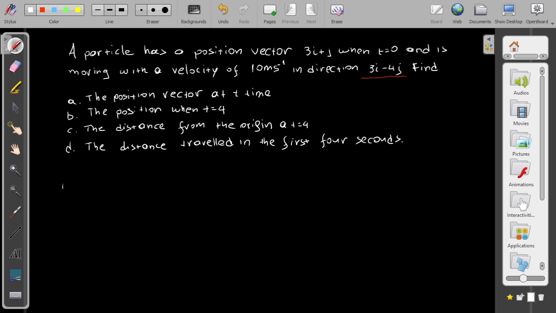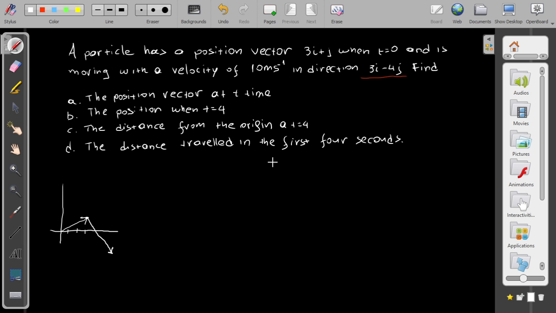Now first let's make a graph and see where that particle is. It has a position vector of 3i plus j, so basically 1, 2, 3 and 1j up, let's say here. So this is the position vector of the particle. Then they tell me that it is moving with a velocity of 10 meters per second in this direction. Let's say that this direction is something like that. Now the particle is moving in this direction but has this velocity.